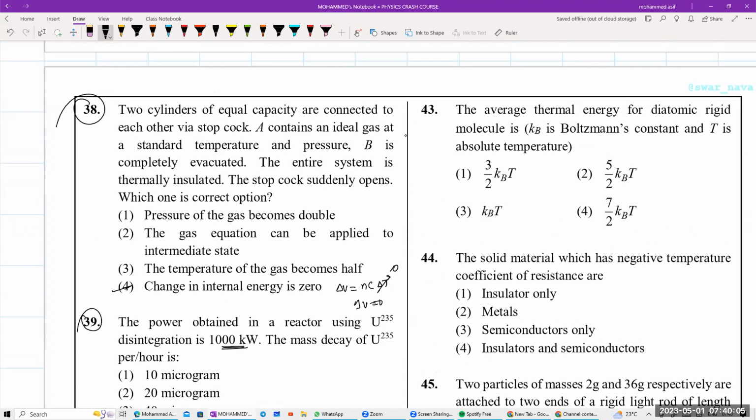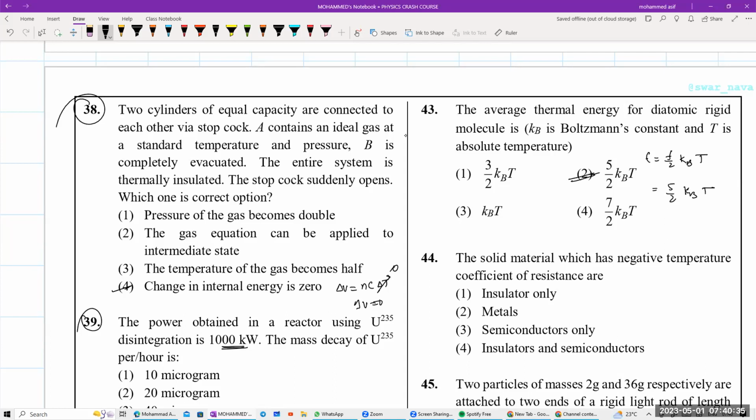Question number 43. The average thermal energy for a diatomic rigid molecule is Boltzmann's constant and T or absolute temperature for me. देखो अगर मैं if I need to write the average energy का formula, so energy का formula आप लोग को याद होना चाहिए. E is equal to your F by 2 into Boltzmann's constant into absolute temperature. Number of degrees of freedom for the diatomic will be equal to 5. This is 5 by 2 into Boltzmann's constant into T. Second option will be the answer.